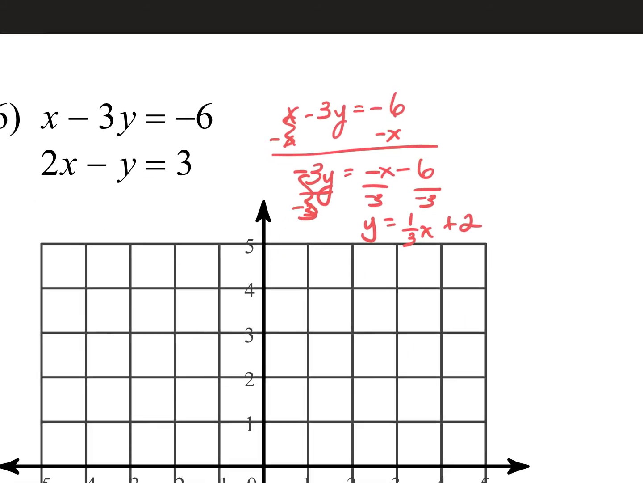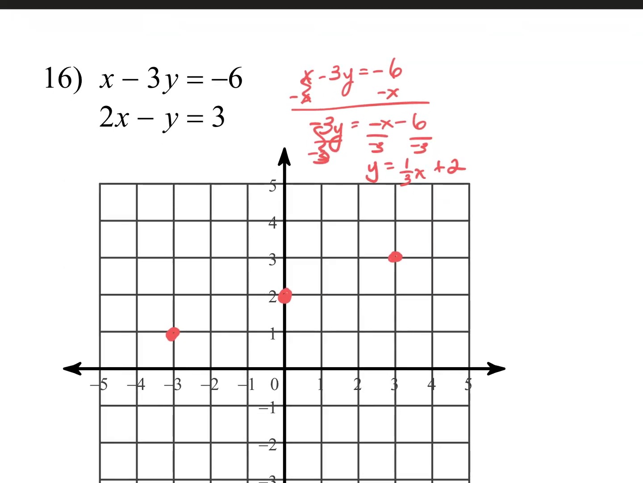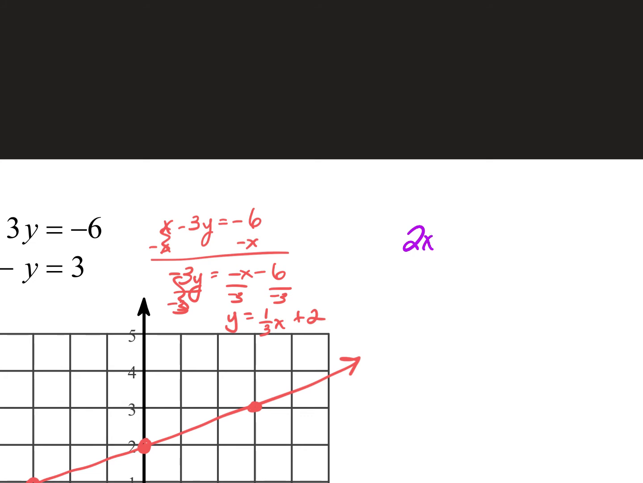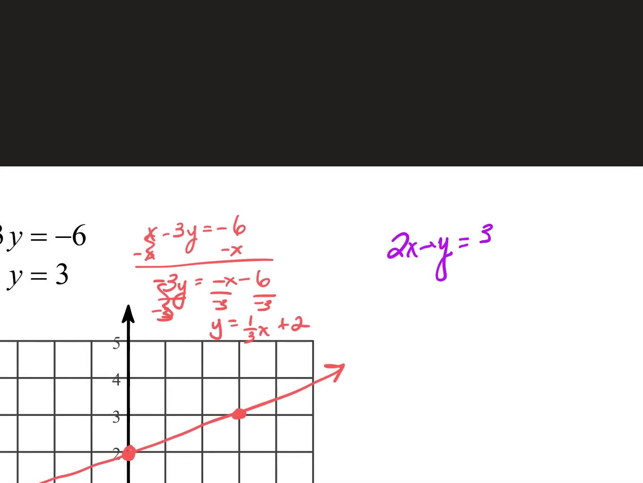My y-intercept is 2. It's a positive line. So I'm going to go up 1 over 3, down 1 over 3. Connect my dots. And then I'm going to do my next equation, which is 2x minus y equals 3. Okay, subtract the 2x from both sides.